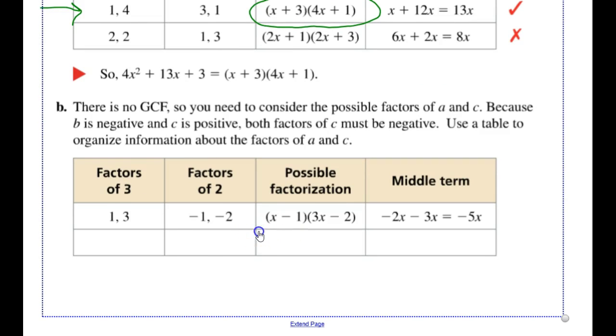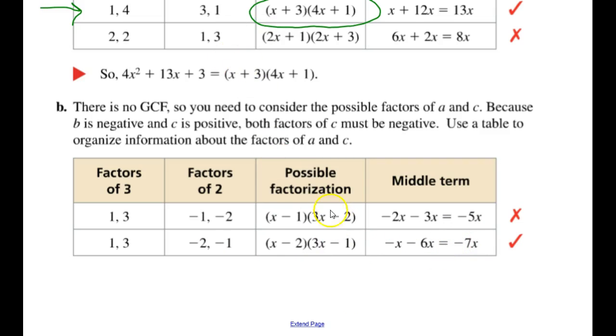Okay, so I use my table. I come up with my factors of 3, and here are my factors of 2, right? And I said it has to be either -1, -2, and they both have to be negative. So then I factor it out and I see what I get, and I see that my middle term is not what I was looking for. So then I can switch the order of these two and see what I get here. So now looking back at my original polynomial, I see that my middle term was a -7. So here is my final factorization right here after trying it out.